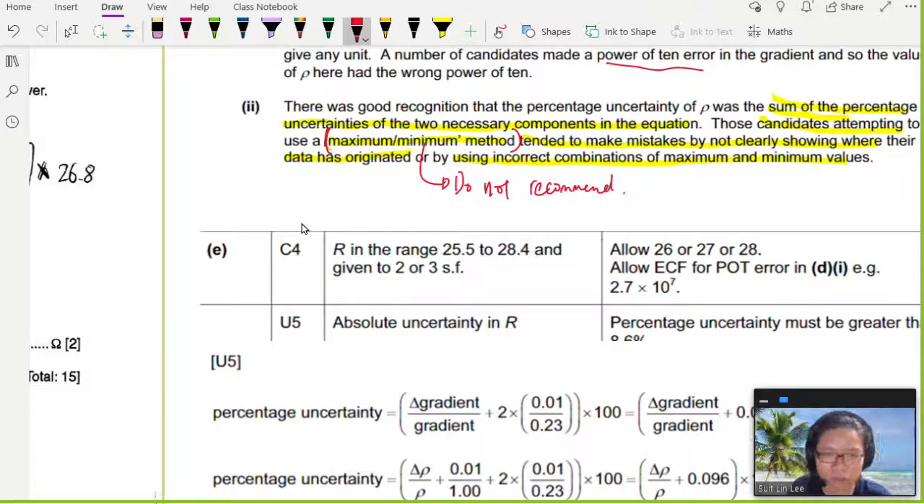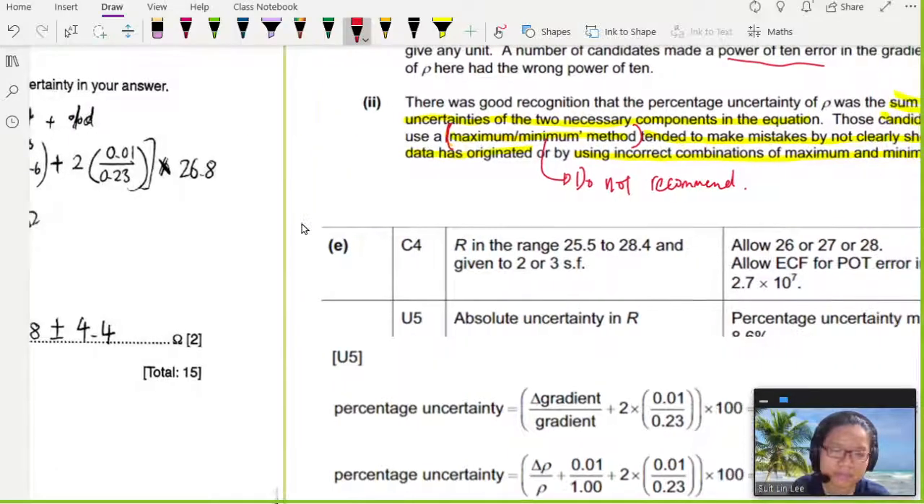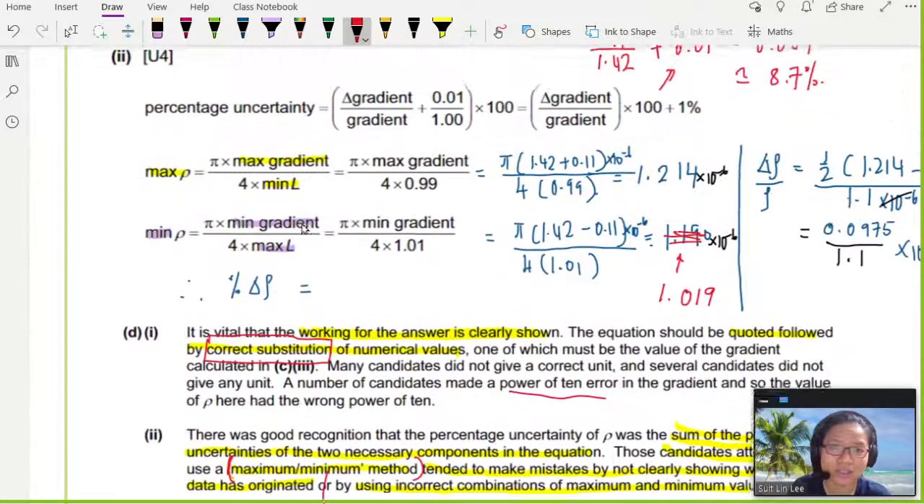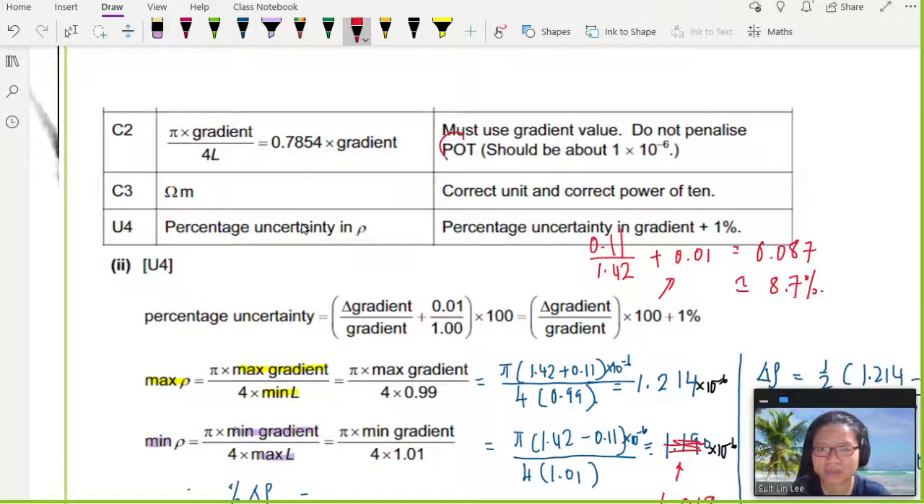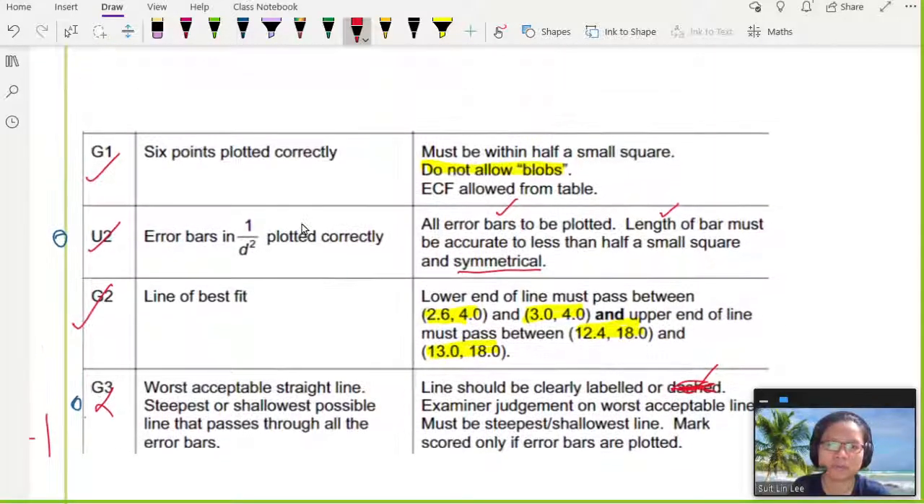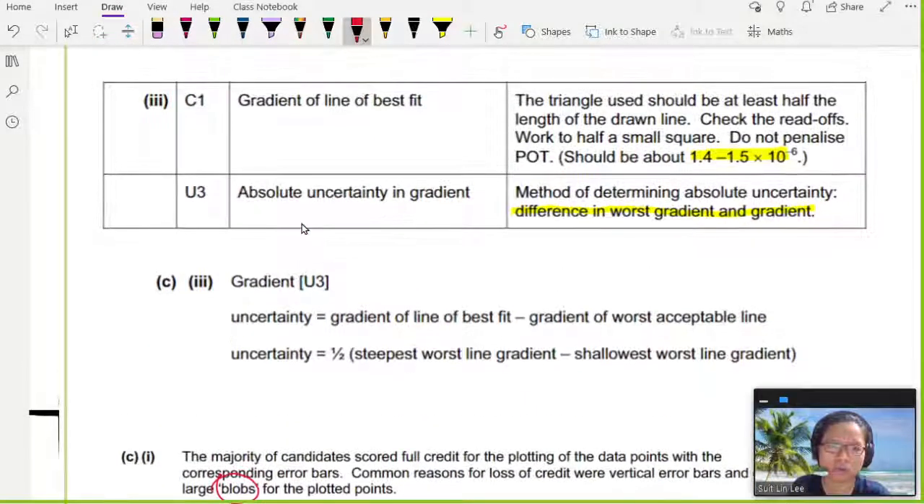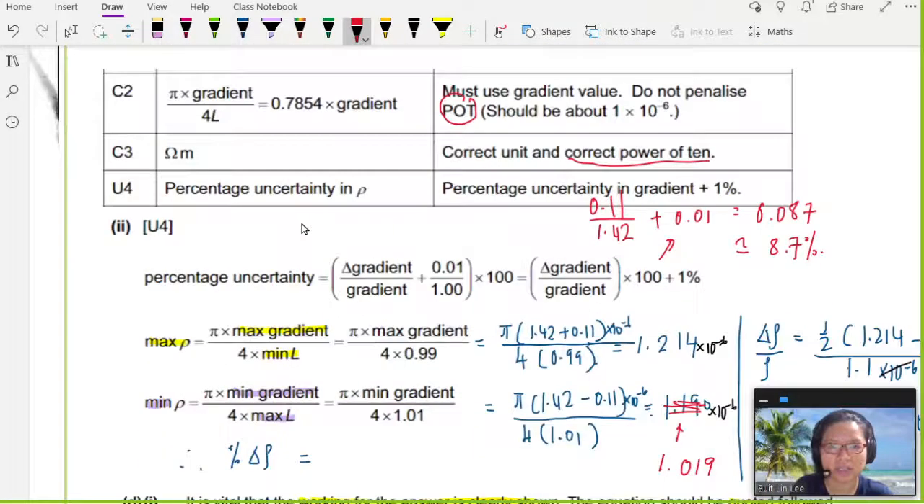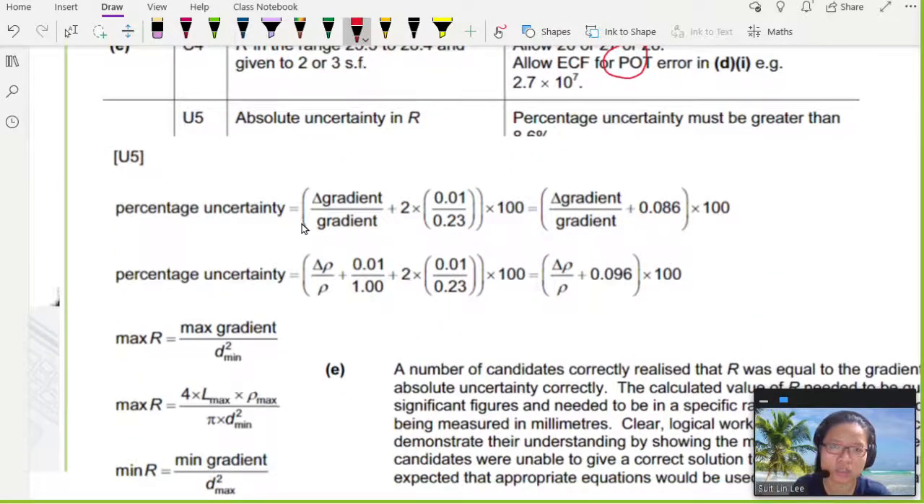Allow ECF, sure. So if it's a power of 10 error, let's say for example you didn't transfer your power of 10, then your answer won't be this number. We will allow it. So these POT are all power of 10 errors. If you didn't convert here, then okay, but here we will penalize your power of 10. If you scroll up, where else do they talk about the POT? When you find the gradient, if you don't have the power of 10, we will still give you the mark. So there's only one point where your power of 10 is penalized, which is when you calculate the value of resistivity. 5 marks, have to work so hard.